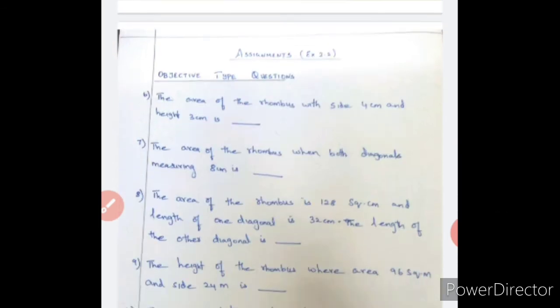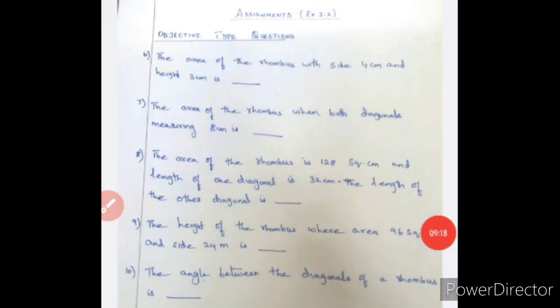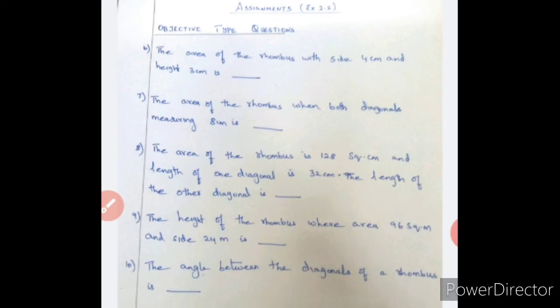Try to work out the objective type questions. You can work out and see the objective type questions like exercise sums. Question number 6, they have given the area of rhombus with the side 4 centimeter and height 3 centimeter.